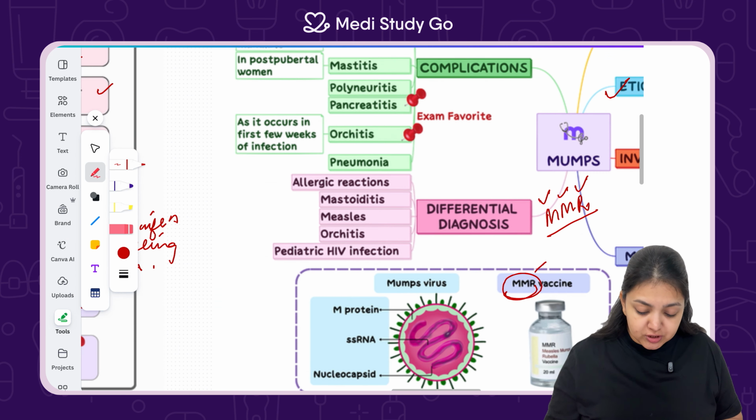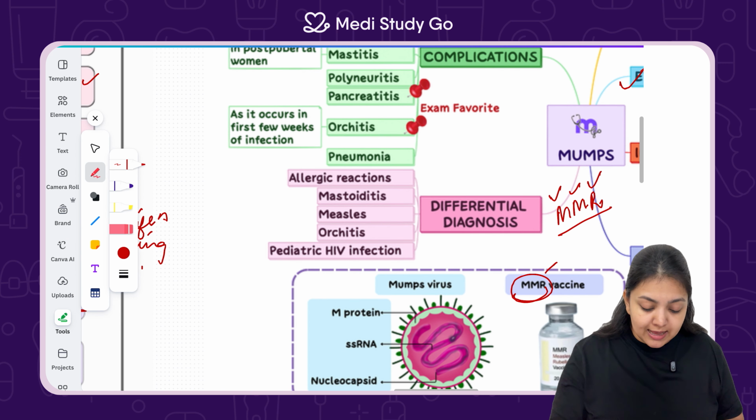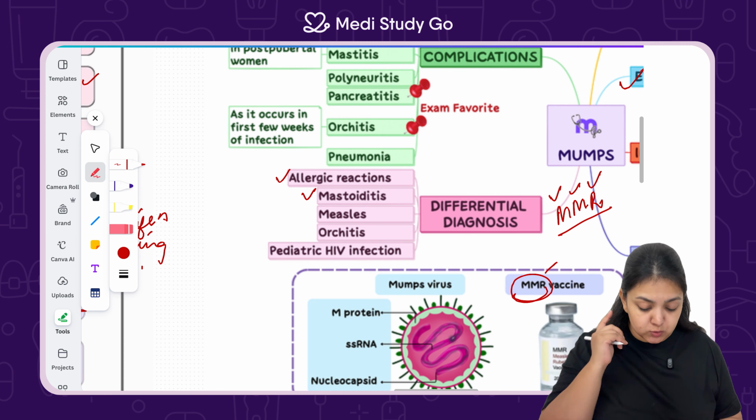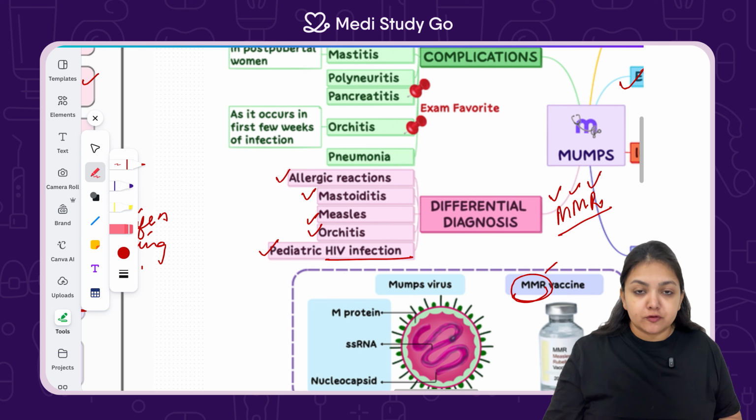So for that, differential diagnosis for mumps involves allergic reactions, mastocytitis, which is the mastoid process getting swollen, measles, orchitis, and pediatric HIV infection, because all these diseases actually lead to generalized inflammation. Therefore, a correct differentiation is a must.